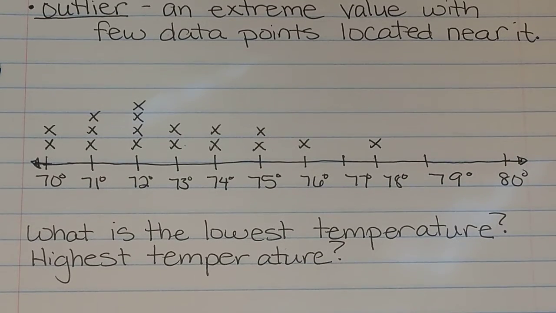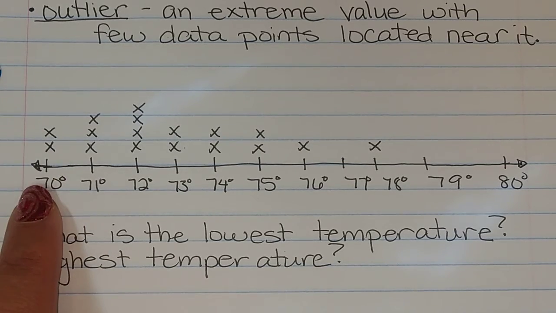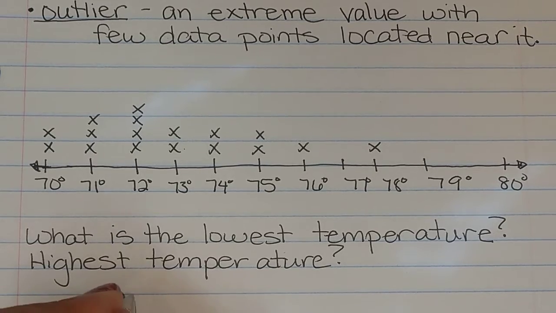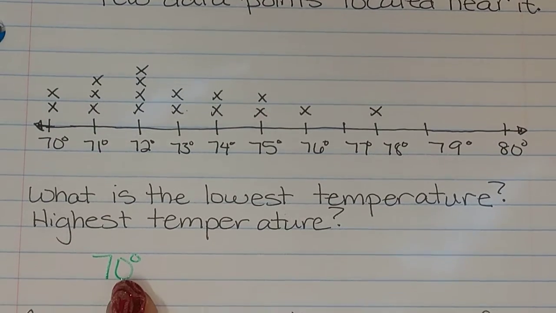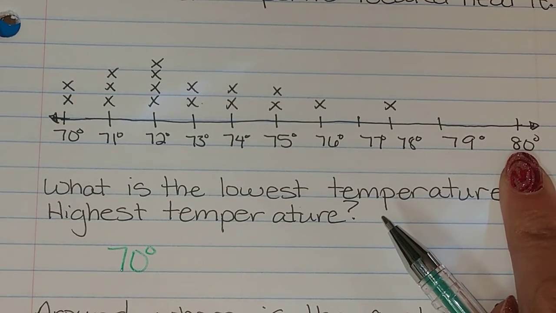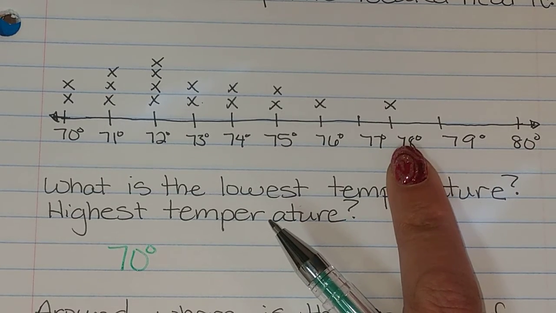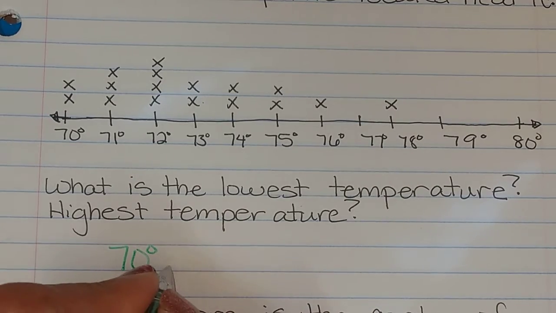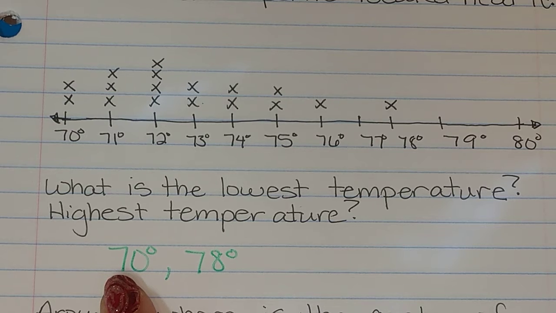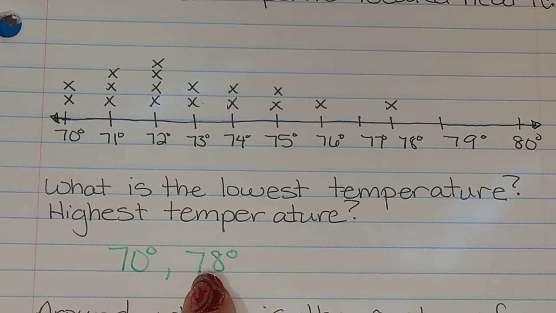However, let's look at what the lowest and the highest temperature are. Well, my lowest temperature that has data above it is 70 degrees. So my answer for the lowest would be 70 degrees. However, while 80 is the last number on this graph, it has no data above it, which means that 78 is actually my highest temperature. So the lowest temperature that we have shown by data is 70 degrees, and the highest temperature shown with data is 78 degrees.